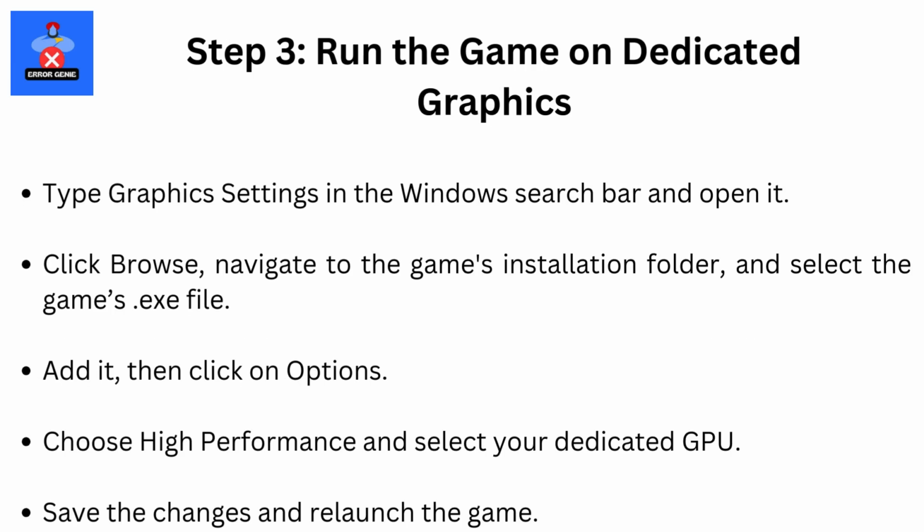3. Run the game on dedicated graphics. Type Graphics settings in the Windows search bar and open it. Click Browse, navigate to the game's installation folder, and select the game's .exe file. Add it, then click on Options. Choose High Performance and select your dedicated GPU. Save the changes and relaunch the game.